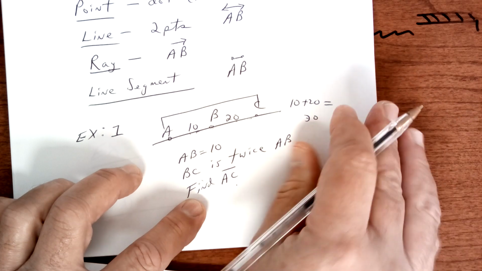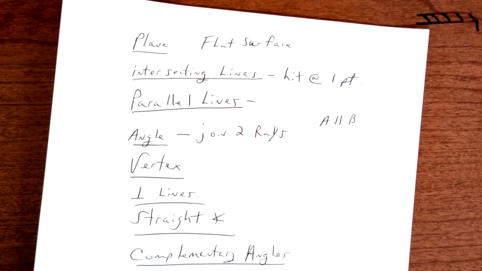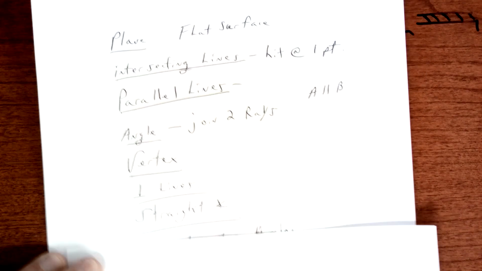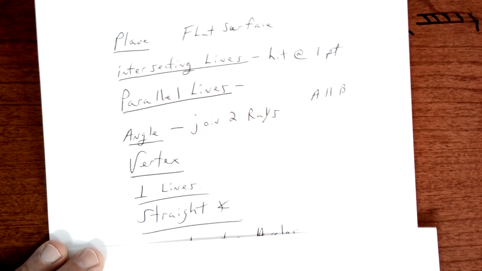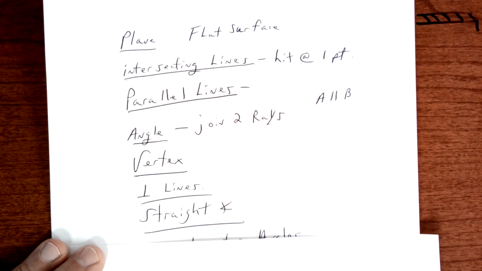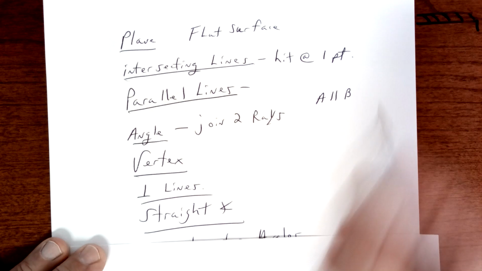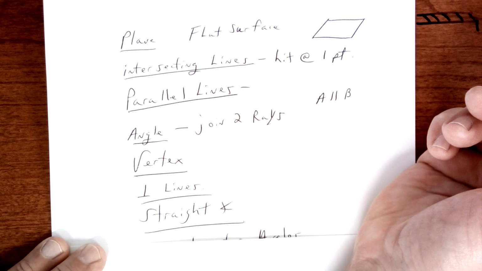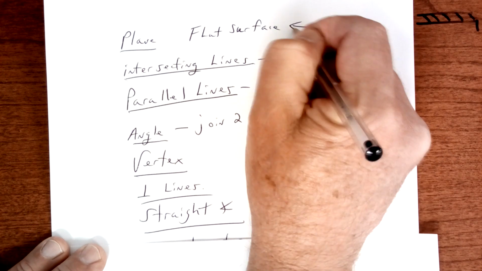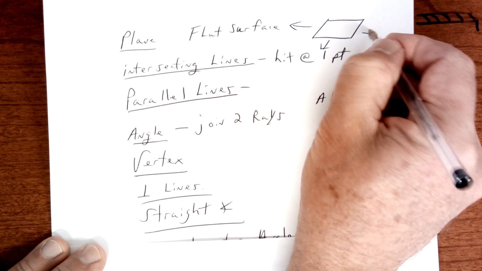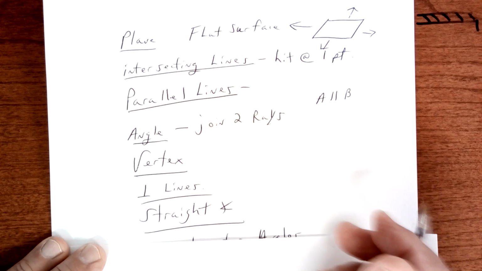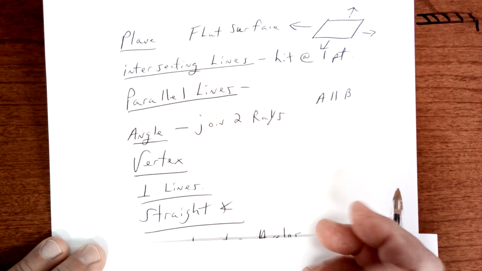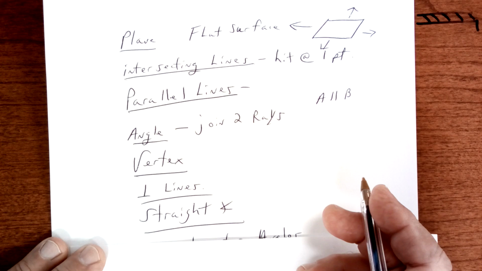All right, next page. Copy this down. Copy all of that down. All right, let's talk about it. A plane is a flat surface. So here's how you draw a plane. Like that. And it goes this direction, it goes that direction, and it doesn't stop. Okay, like the top of your desk is considered to be a plane even though it stops. So it's a flat surface.